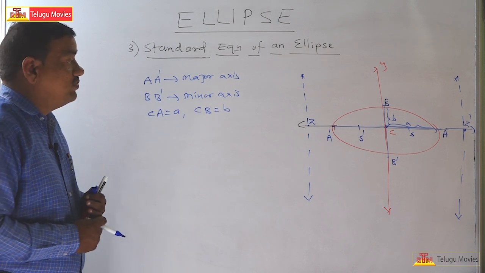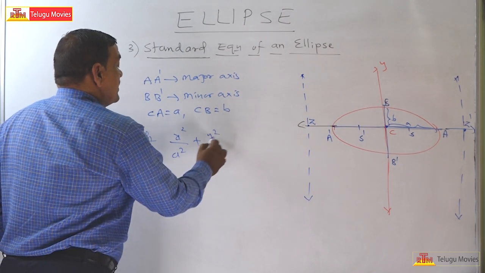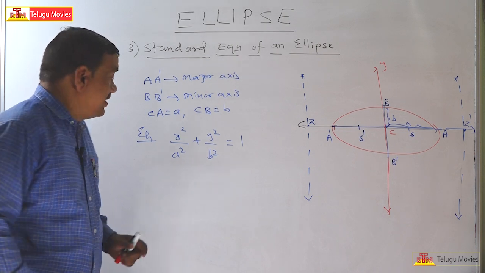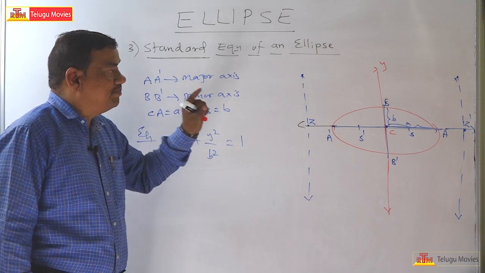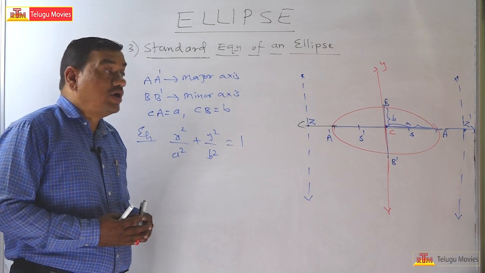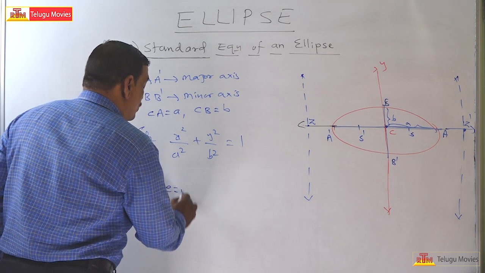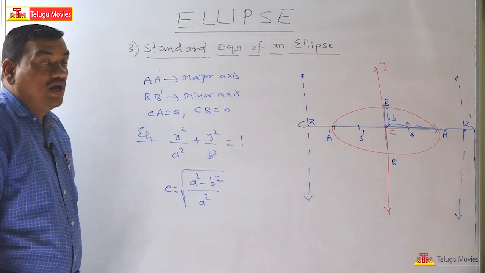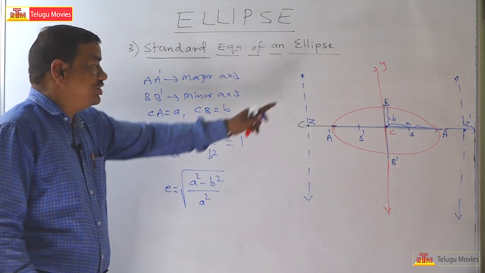Then the equation of the ellipse is x square by a square plus y square by b square is equal to 1. Now we are going to establish a relation between A and B. Here A is the semi-major axis, B is the semi-minor axis. That is given by the relation e is equal to square root of a square minus b square by a square. That is the eccentricity of the ellipse.